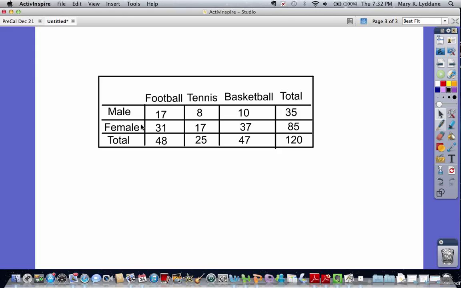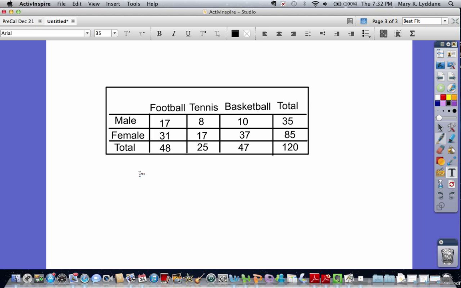Find the probability that a student selected is male. So we're going to use what we know about probability and say, well, male students, how many are there? There's 35. So 35 out of a total of 120. And you can leave the answer just like that. That's absolutely fine. This is part G.